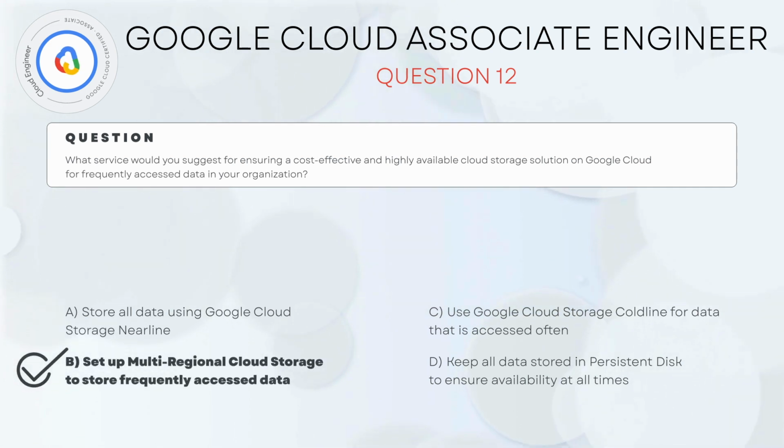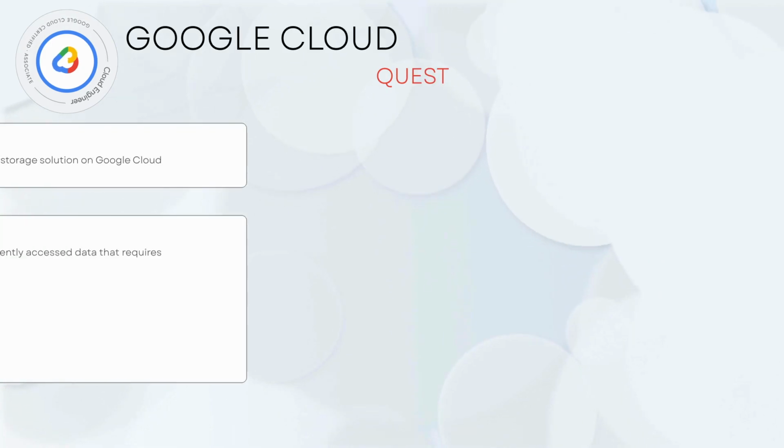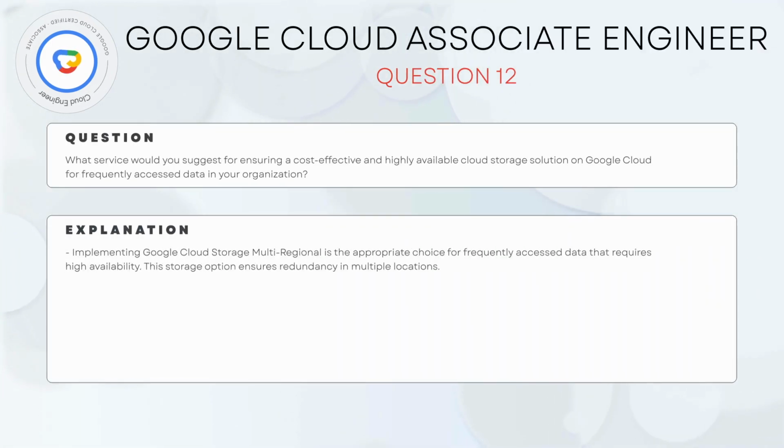Correct answer: B. Set up multi-regional cloud storage to store frequently accessed data. Explanation: Implementing Google Cloud Storage multi-regional is the appropriate choice for frequently accessed data that requires high availability. This storage option ensures redundancy in multiple locations.